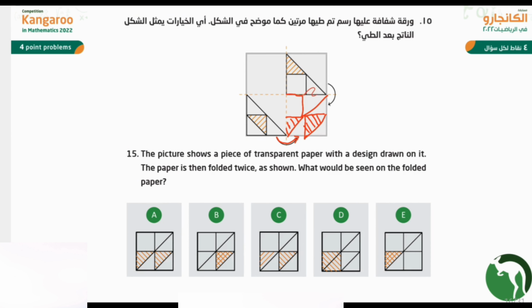So now if we look at the answers, we can directly exclude this one and this one and this one. So now if we compare these two answers, we will see that C has these lines on the opposite side, so this one is not correct and A is the correct answer.